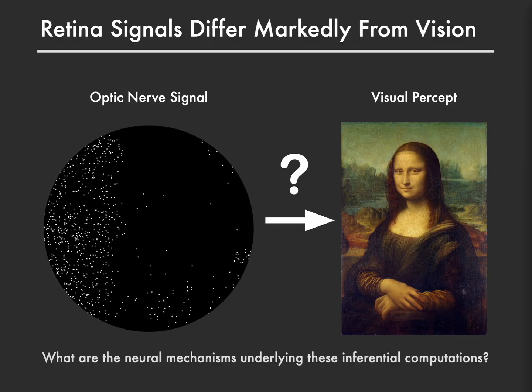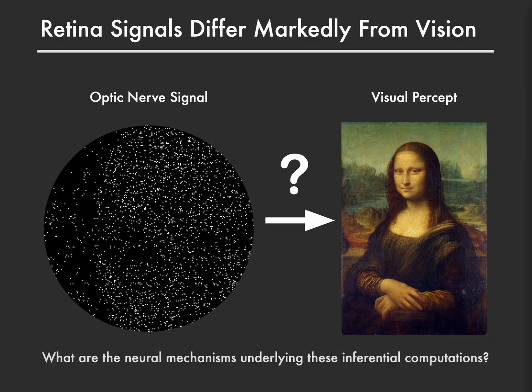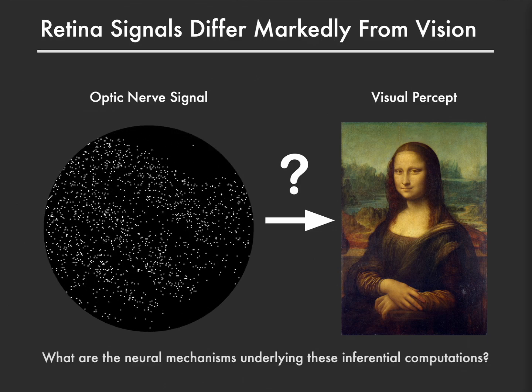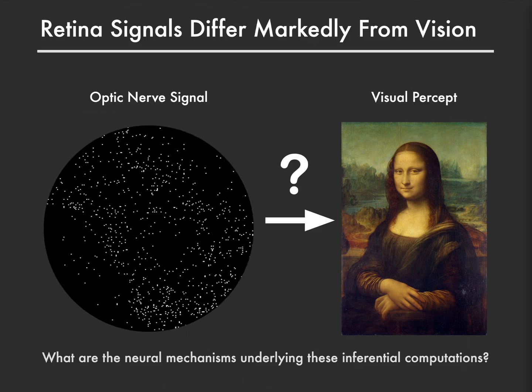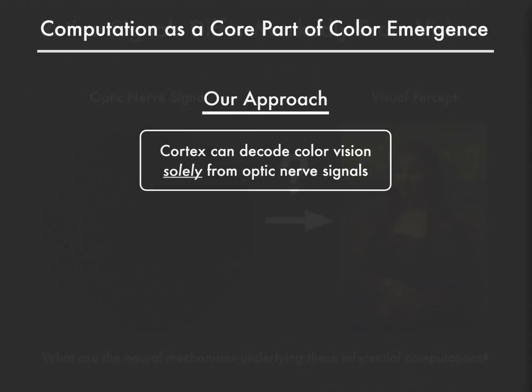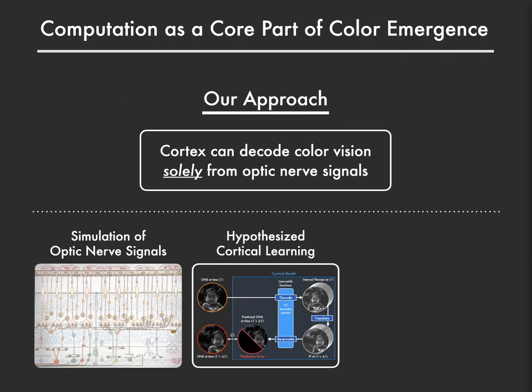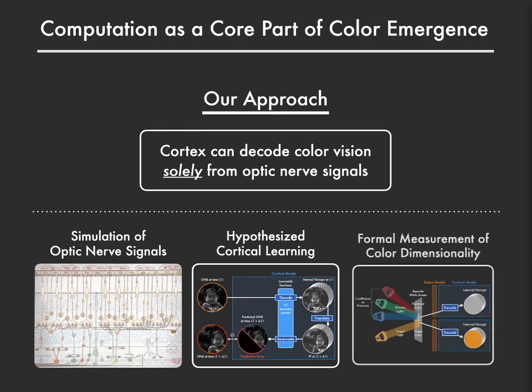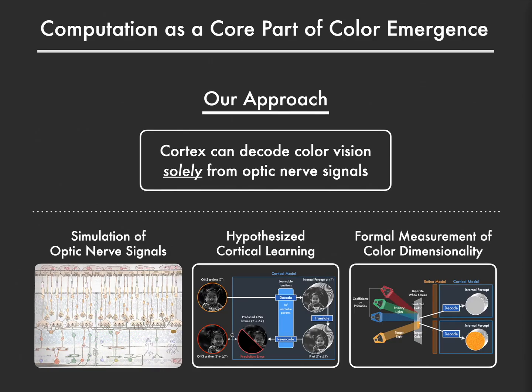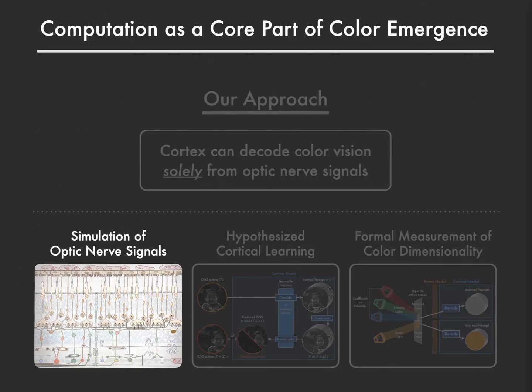Traditionally, it's been thought that color vision is hardwired and neural circuitries define the exact color percept. In this work, we take a fundamentally different approach. That is, the cortex solves this complex decoding problem and discovers color vision solely from optic nerve signals. To prove our point, we will cover three details: simulation of optic nerve signals, hypothesized cortical learning mechanism, and formal measurement of color dimensionality. Okay? Let me start with the simulation of optic nerve signals.